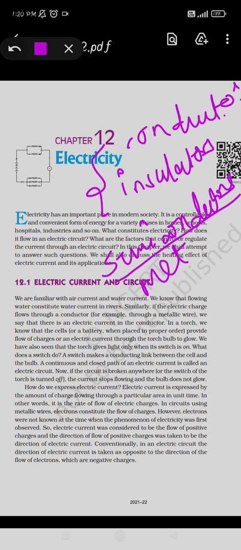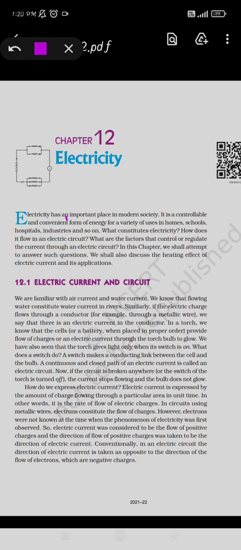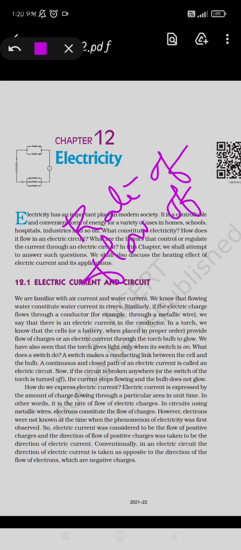So the number of charges that can flow per unit time will be considered as an electric current. Electric current is a flow of charge. So we can write it as the rate of flow of electric charges will be considered as electric current. These electric charges can be of various types.